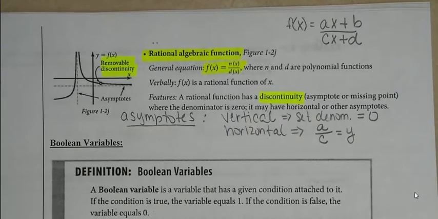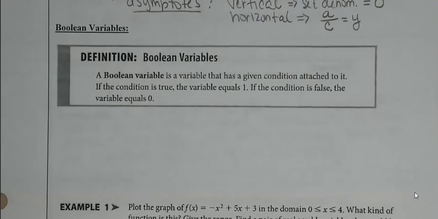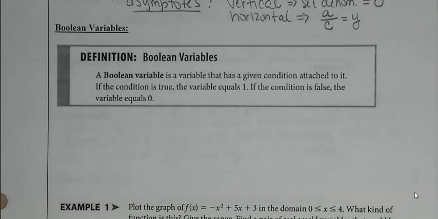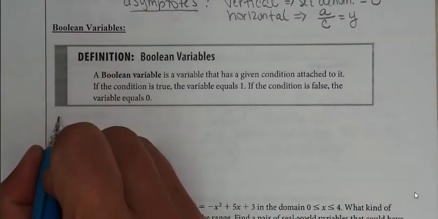All right, moving on to Boolean variables. So I gave you a definition here. It's also in your book. There's a lot of information here on Boolean variables, but basically we're able to restrict our domain. So Boolean variables allow us to restrict our domain.